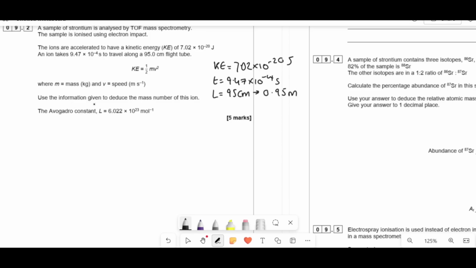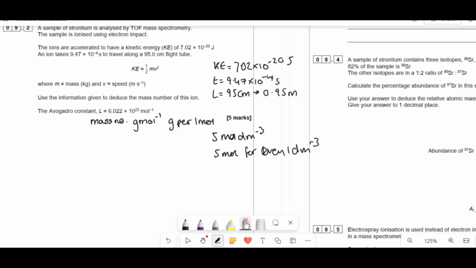Anyways, so it says here, use this information to deduce the mass number of this ion. Every single mass number you see in a periodic table, what unit does it have? A lot of people can't answer this question. The mass number is measured in grams per mole, as in grams per 1 mole. Whenever you see something per something, it means for every one of them. So for example, if it's moles per decimeter cubed, and I have 5 of them, it means that there's 5 moles for 1 decimeter cubed. So here, it's really important you remember and appreciate that the mass numbers on your periodic table are this unit, because that's where everybody fumbles, and it comes up over and over again, and people still fumble it.